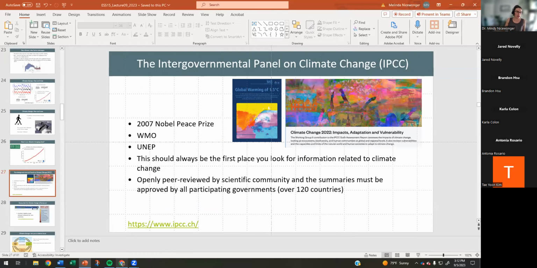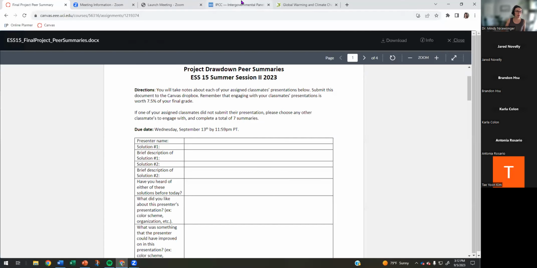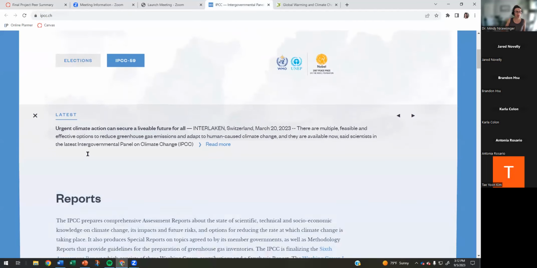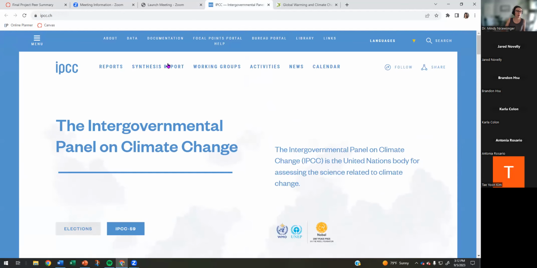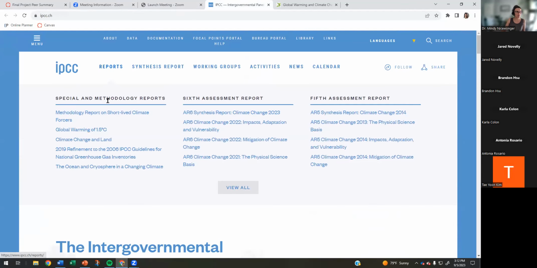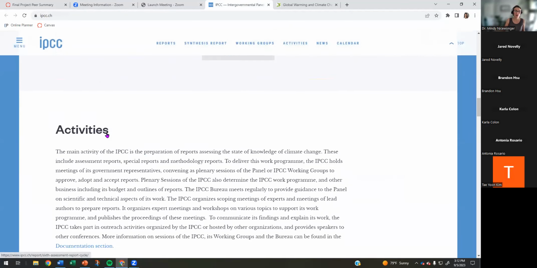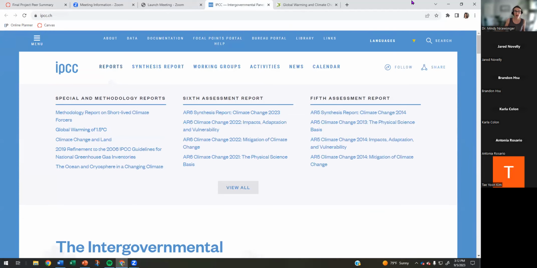You can check out their website. All of their reports are publicly available. Okay, it's all here. They have some interesting graphics you can look at. All their reports, you can click on reports. The most recent one, the Assessment Report number 6, Climate Change 2023. You can look at what we should expect if global warming gets to 1.5 degrees C, etc. Okay, so this is where to go. If you have questions, you can download all the reports if you want.